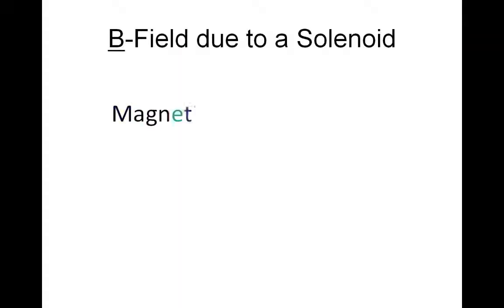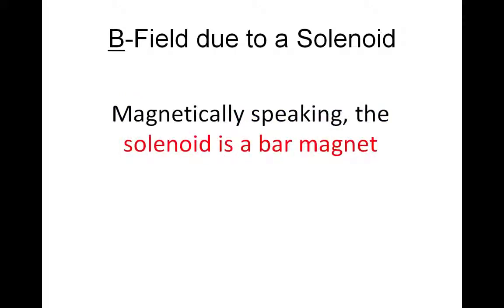And what this means is that magnetically speaking, the solenoid is a bar magnet. Because it has exactly the same shaped field, it behaves in exactly the same way as a bar magnet will behave.